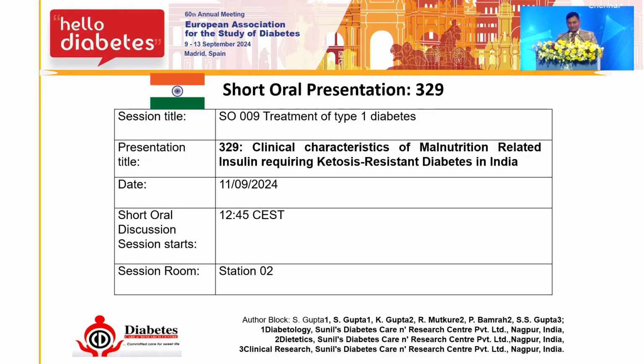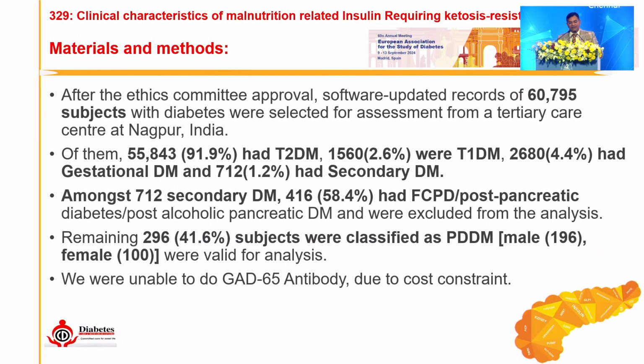This is our oral presentation, which we did last year at EASD, the European Association for the Study of Diabetes, and this particular paper was in Madrid, Spain. We had a total of 60,800 patients, and out of them, almost 55,000, about 92%, were type 2 diabetes, 2.6% were type 1 diabetes, 4.4% were GDM, and 1.2% had secondary diabetes.